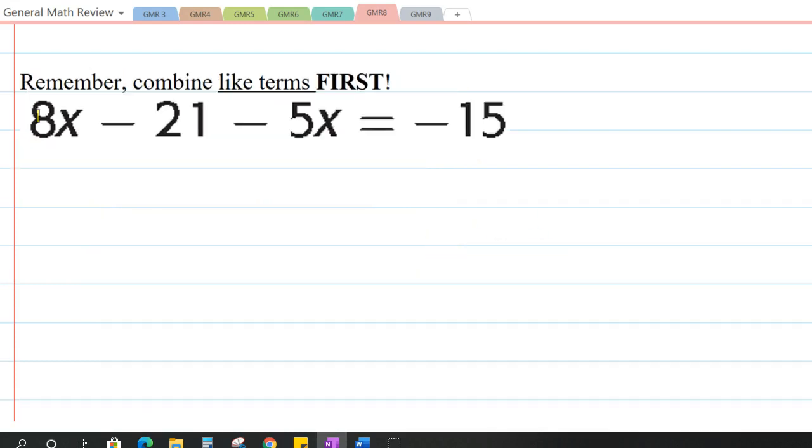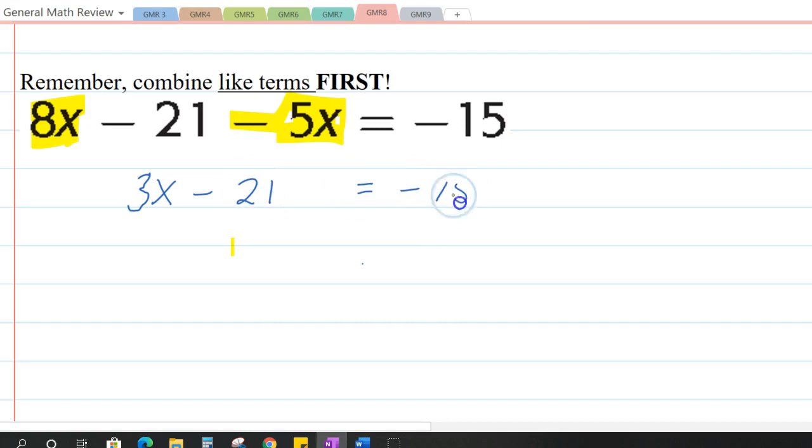Remember the steps from up above. The first thing we're going to do is combine like terms. When I look at this problem, 8x and negative 5x are like terms. The first thing I'm going to do is combine them. 8x take away 5x gives me 3x. Negative 21 did not change. I'm going to bring him straight down, is equal to negative 15.